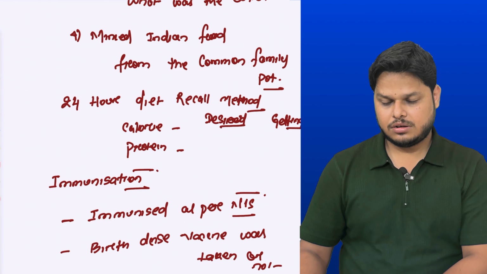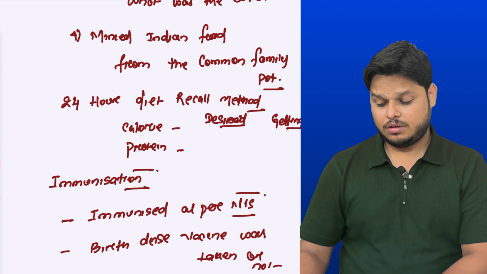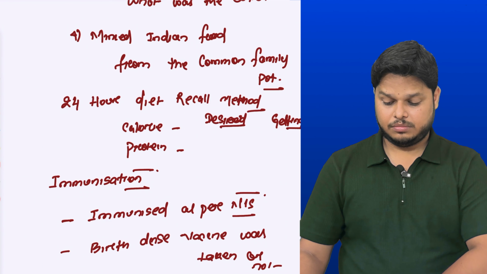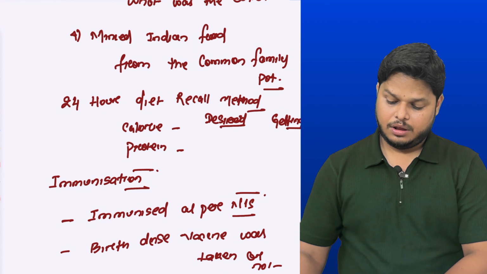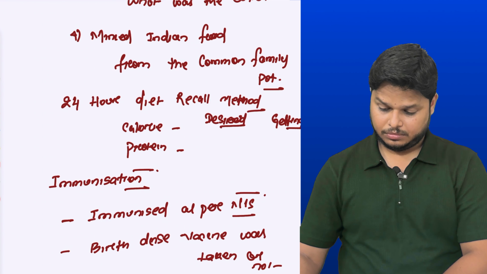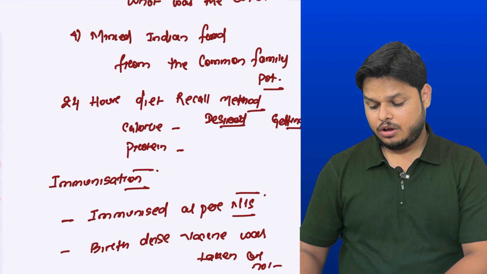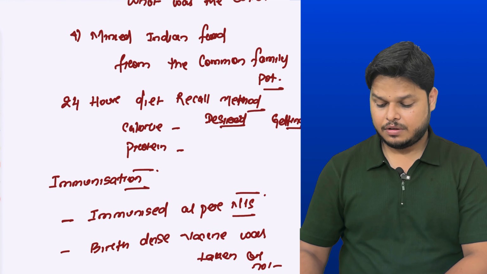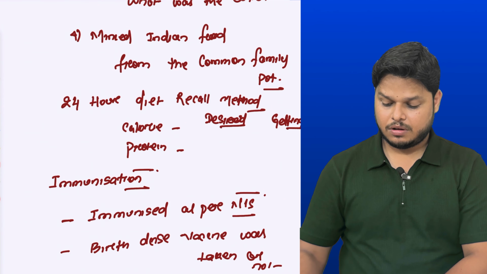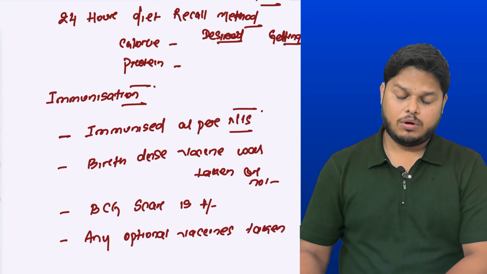BCG scar. Where do we give BCG? Left deltoid. BCG scar is present or not? Any optional vaccines taken? What are the optional vaccines?